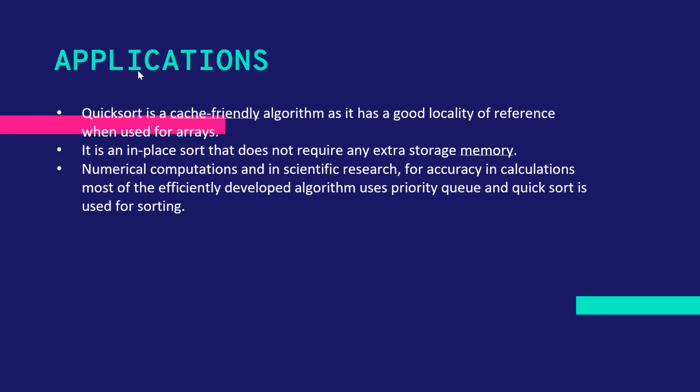In these applications, quicksort is a cache-friendly algorithm, so it is widely used, and it is an in-place algorithm, so it does not require much memory. So it is preferred in most commercial projects and even for scientific research, because its time complexity is very low.